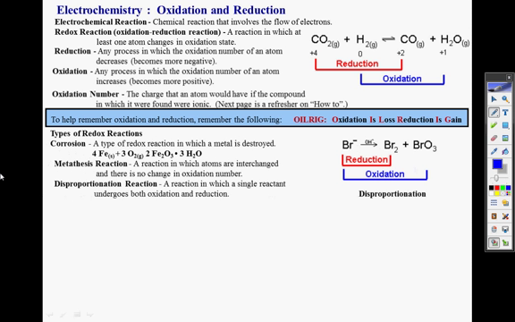Types of redox reactions. You have corrosion, a type of redox in which a metal is destroyed. Metathesis reaction, a reaction in which atoms are interchanged and there is no change in oxidation number. Disproportionation reaction, a reaction in which a single reactant undergoes both oxidation and reduction. Here is an example of disproportionation. We have bromide in a liquid with hydroxide, some type of basic solution, and we get bromine and BrO3.